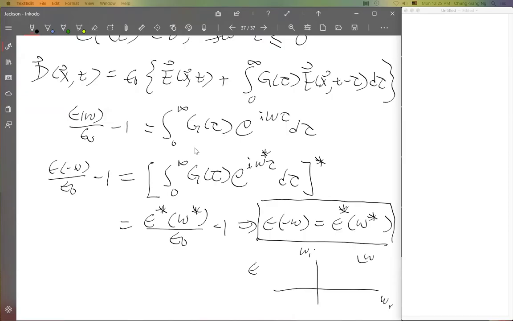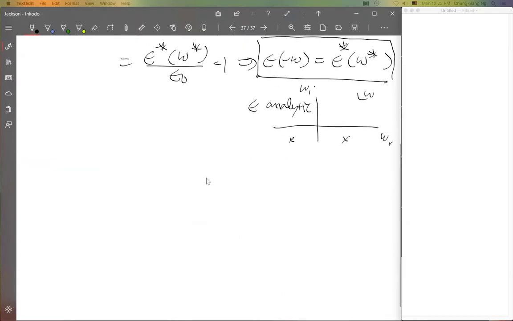Epsilon is analytic. If you haven't learned the concept of analytic functions, just take my word. It means that epsilon will not be singular over this plane. So all the singularities of epsilon, or the poles that we talk about, must occur in the lower plane. That's exactly what we saw from the physical model we just did. In the previous model, we had 2 poles on the lower plane, but no poles, no singularity on the upper plane.